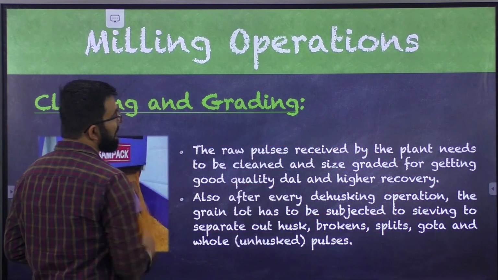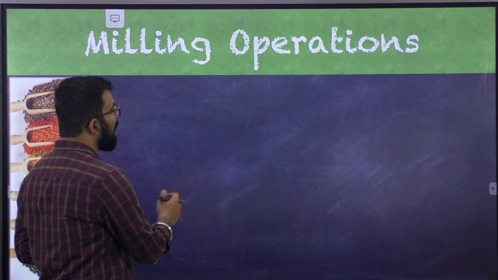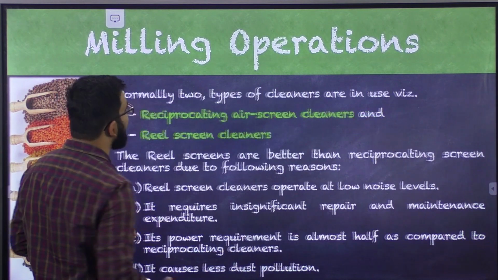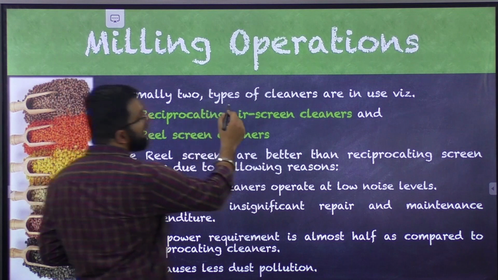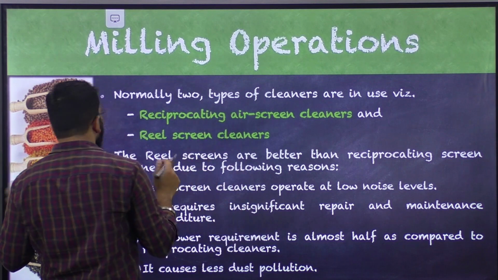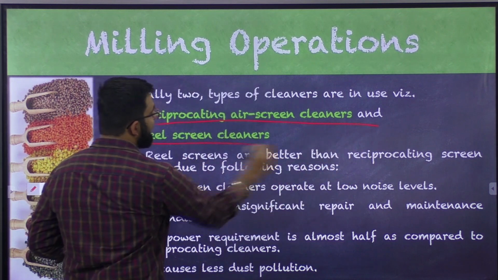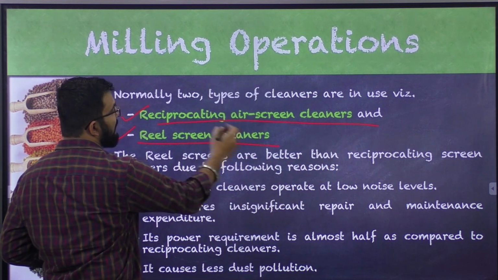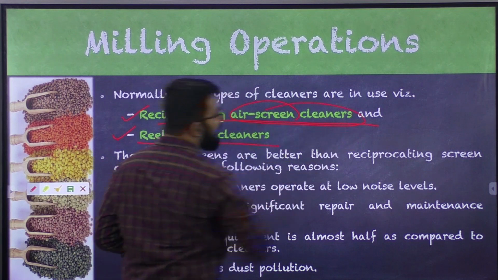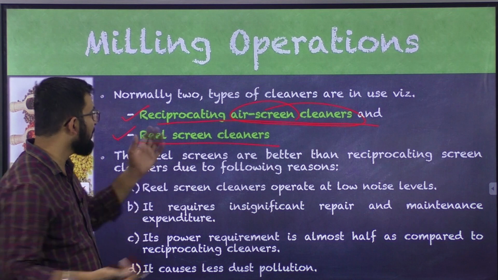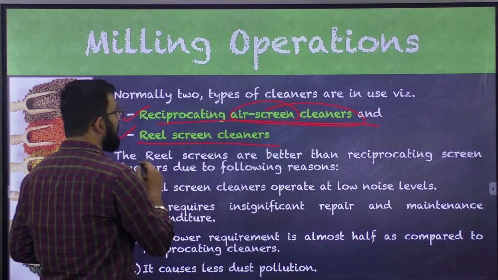So this was your first step, that is cleaning and grading, the first operation in pulse milling. Further, under cleaning and grading, normally two types of cleaners are in use, which are reciprocating air screen cleaners and reel screen cleaners, okay. In the reciprocating air screen cleaner, air is utilized to remove the lighter particles from the heavier particles, okay.